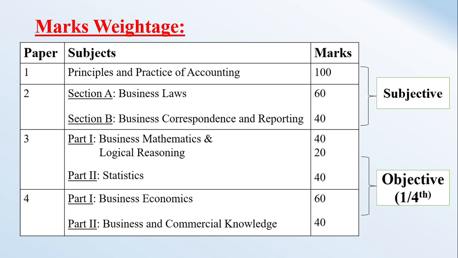Now let's know about the mode of exam. Paper 1 and paper 2 are subjective mode, means here a student has to give descriptive answers, whereas paper 3 and paper 4 are objective mode, means multiple choice questions type. And one more important point in paper 3 and paper 4 is we have negative marking, which means for every 4 wrong answers, 1 negative mark will be given.